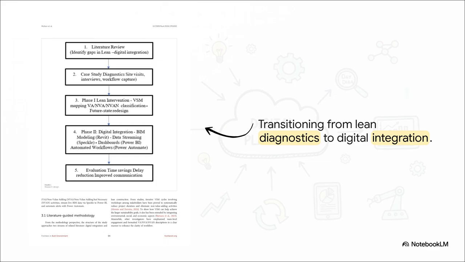The shift from lean diagnostics to full digital integration usually happens in distinct phases. Initially, we tackled traditional lean interventions and value classification. But then, we move straight into digital integration. As highlighted by researchers Mane and Mahaske, we can actually pull live BIM data via tools like Speckle right into Power BI dashboards. This creates seamless, automated workflows that continuously evaluate your time savings.